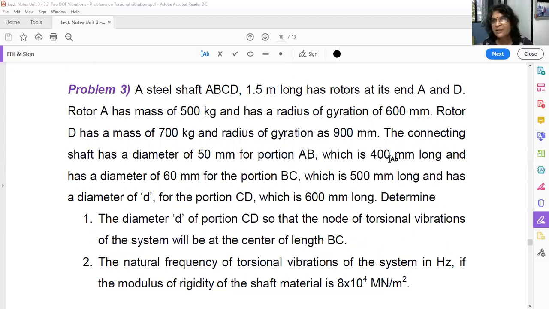That means D1 and L1. And it has a diameter of 60 mm for the portion BC, which is 500 mm long. So D2, L2. And it has a diameter of D for the portion CD, which is 600 mm long. So this is D3, this is L3. Okay. Many times a diagram is not given. That's why this description is given. So you have to imagine and draw the system.